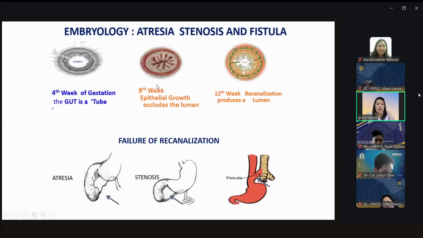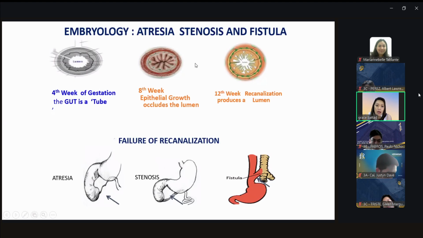Okay, so just a review of embryology. The gastrointestinal tract is really a hollow tube, even up to the fourth week of gestation. To the eighth week, there is going to be development of your epithelial growth, which would really occlude the lumen, okay? Now, on the 12th week, you have your recanalization. It will open now, but this time with already mature epithelial lining, but there must be a lumen.